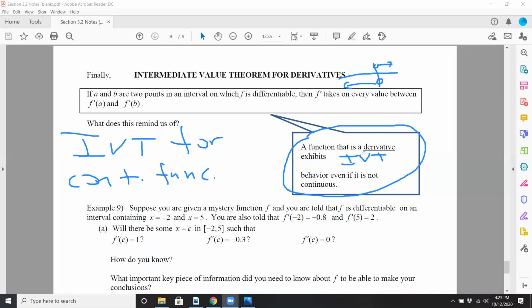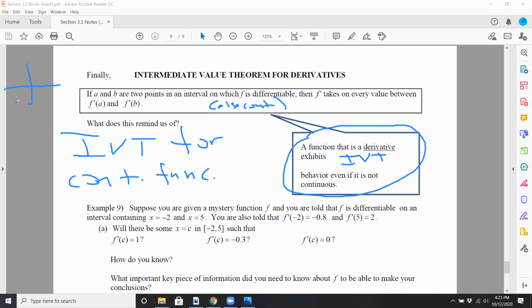Let's say that represents a derivative. If a function has a derivative, it'll exhibit IVT behavior even if it's not continuous. But I think I'll need to revisit that when I see you guys on Wednesday because I'm still not quite sure what that means. But what's happening here, just at its core for IVT, is that as long as your function is differentiable, which means you are continuous, you're also going to be continuous when you're differentiable, the original function.